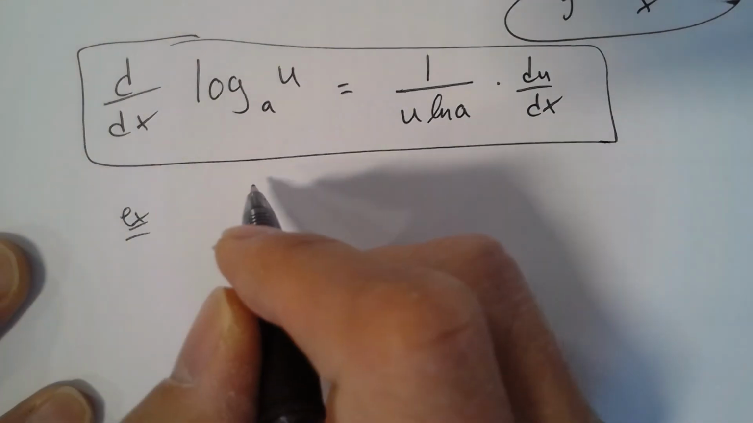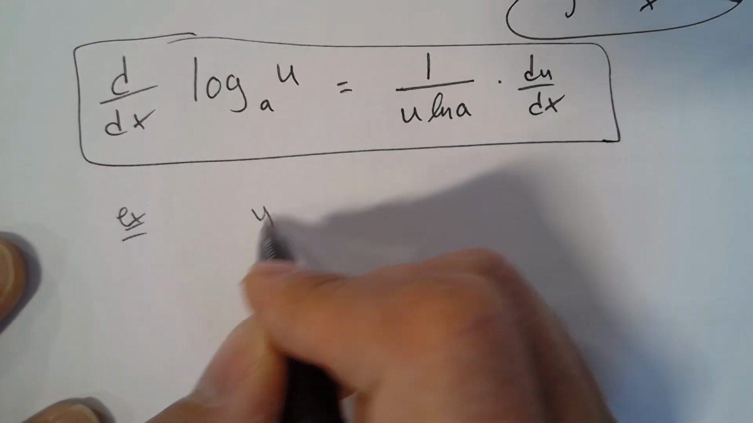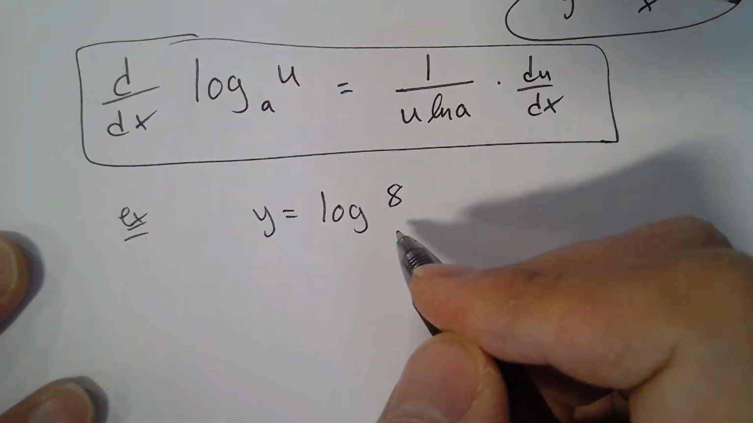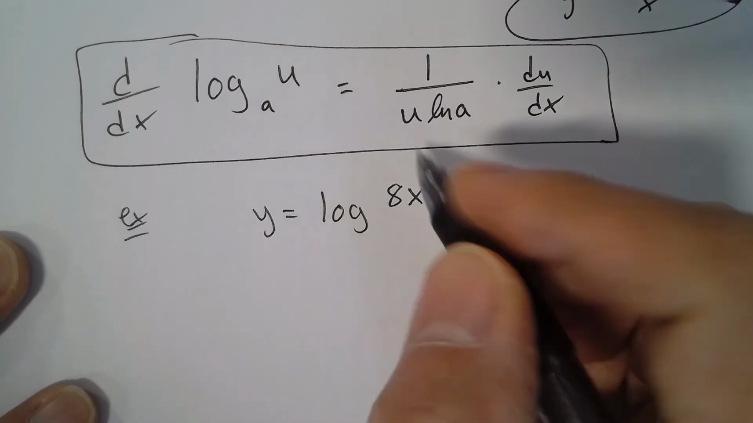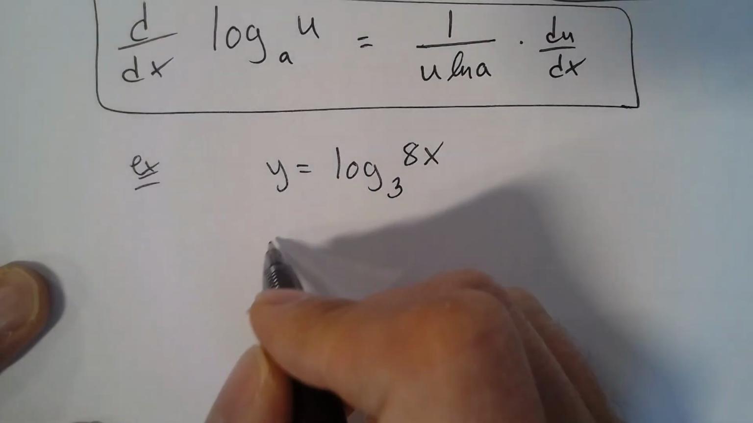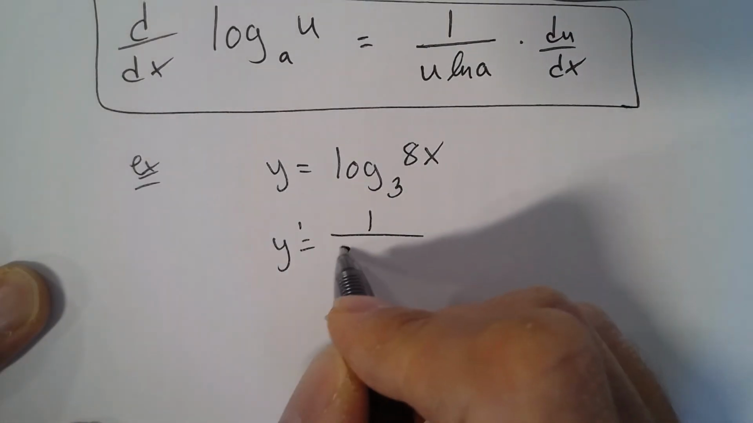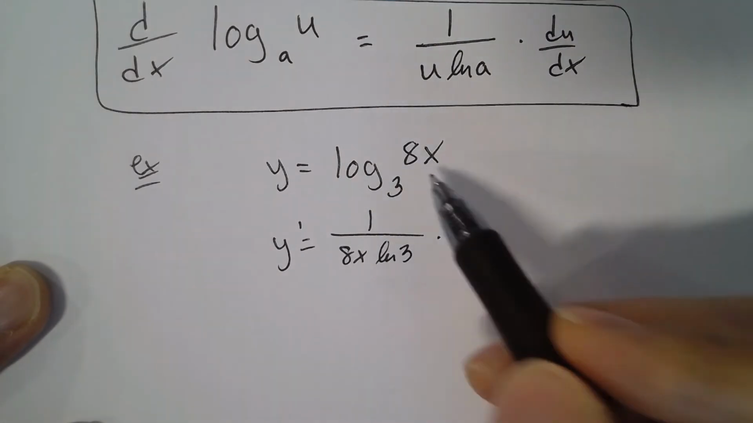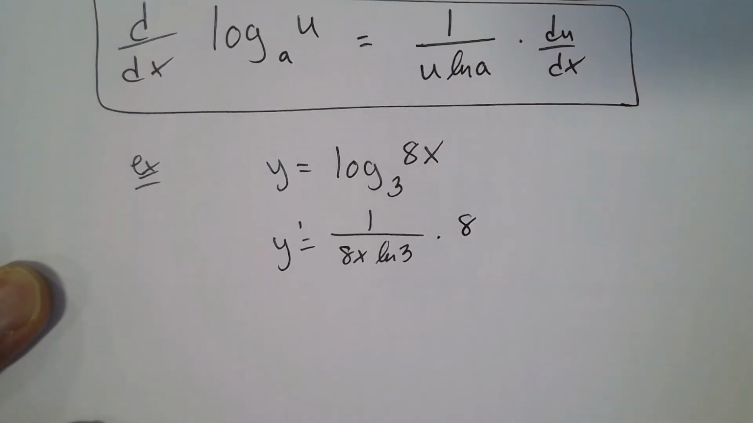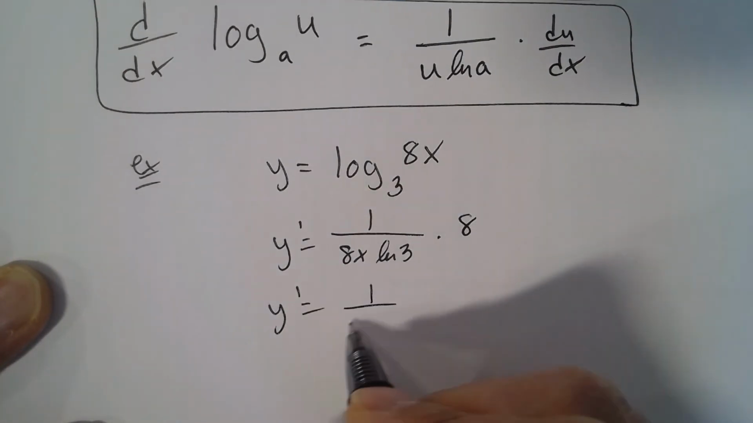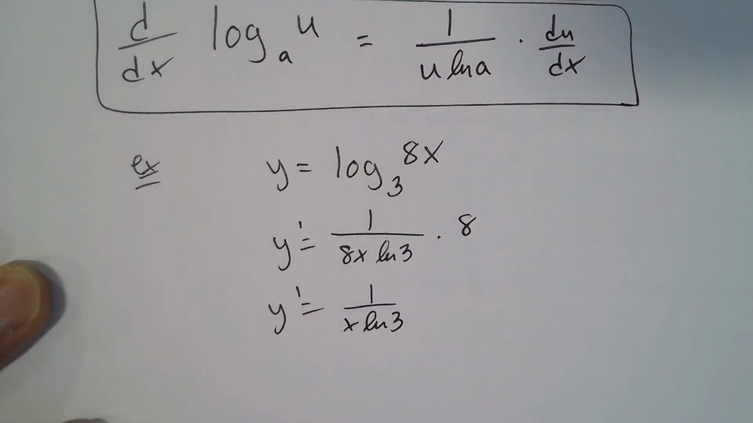So example, if I have y equals the log of 8x base 3, the derivative would be 1 over 8x times the natural log of 3 times the derivative of u, so times 8. So the 8's would cross off. I have 1 over x natural log 3.